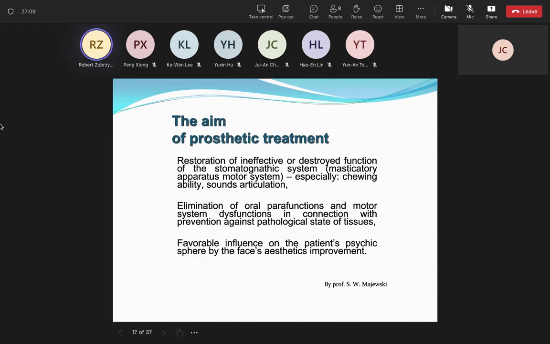And the aim of prosthetic treatment is restoration of ineffective or destroyed function of the stomatognathic system, like masticatory apparatus, motor system, especially chewing ability and sound articulation, with also elimination of oral parafunctions and motor system dysfunctions in connection with prevention against pathological state of tissues. Favorable influence on the patient's psychic sphere by the face aesthetic improvement. And this is the definition of the aim of prosthetic treatment by our professor Stefan Majewski.